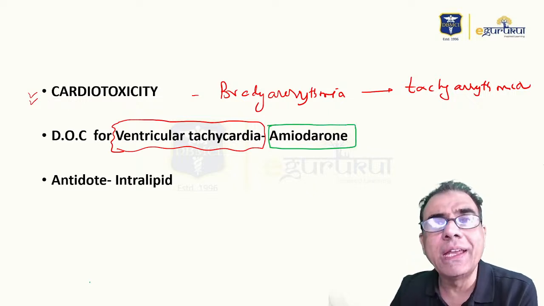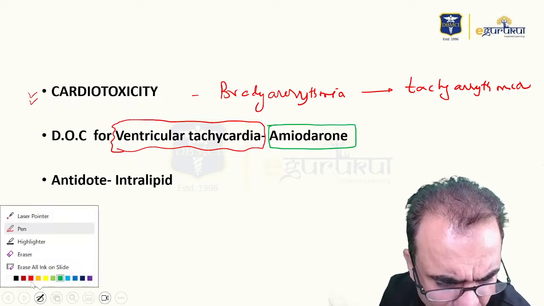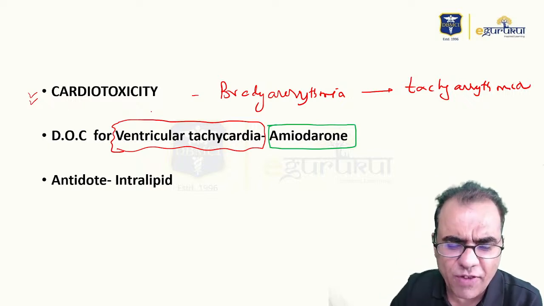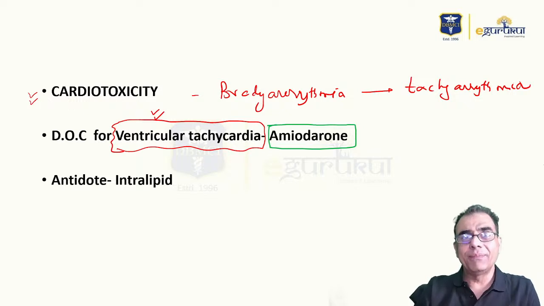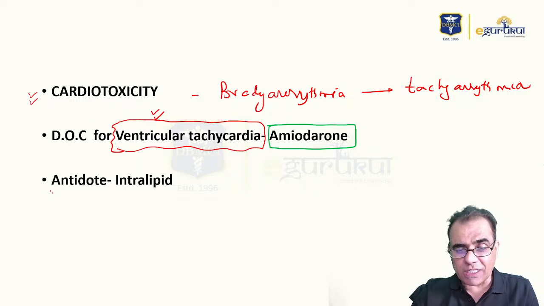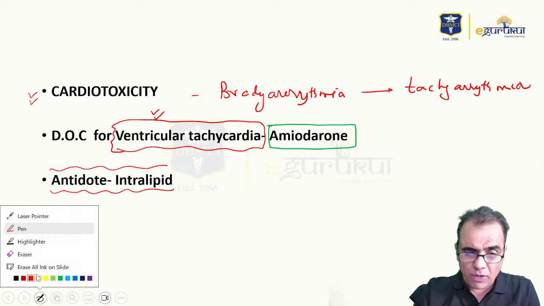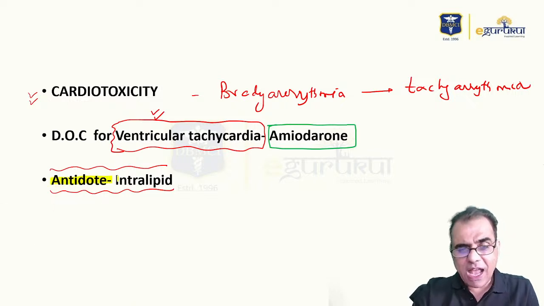So why am I using the green pen? Because previously the drug of choice for ventricular tachycardia caused by bupivacaine used to be bretylium, but newer studies have found amiodarone to be more effective than bretylium. And what is the antidote for bupivacaine toxicity? The antidote is intralipid. This is not only for cardiotoxicity, otherwise the antidote for bupivacaine toxicity is intralipid.